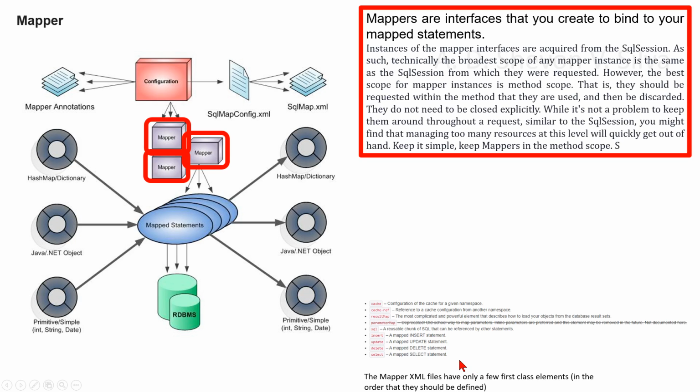The mapper XML files have only a few first class elements in the order that they should be defined. Cache, configuration of the cache for a given namespace. Cache ref, reference to a cache configuration from another namespace. Result map, the most complicated and powerful element that describes how to load your object from the database result set. Parameter map, deprecated. Old school way to map parameters. Inline parameters are preferred, and this element may be removed in the future. Not documented.